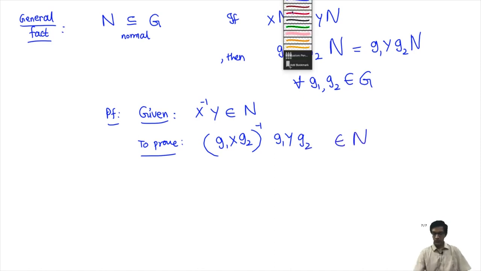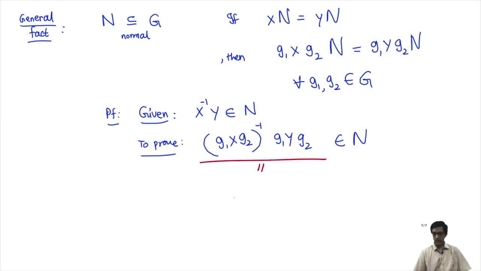Okay, so we just compute. So let's see what would you get. This equals G2 inverse X inverse G1 inverse G1 Y G2. Of course, the G1 inverse and G1 cancel each other off, so I can get rid of them. Now what's left is just G2 inverse X inverse Y G2. And observe, X inverse Y was already in N, that's the given data, and this is just a conjugate of that. Okay, because N is a normal subgroup, when you conjugate an element from N, it's again in N. So this is obviously in N. So we are done.